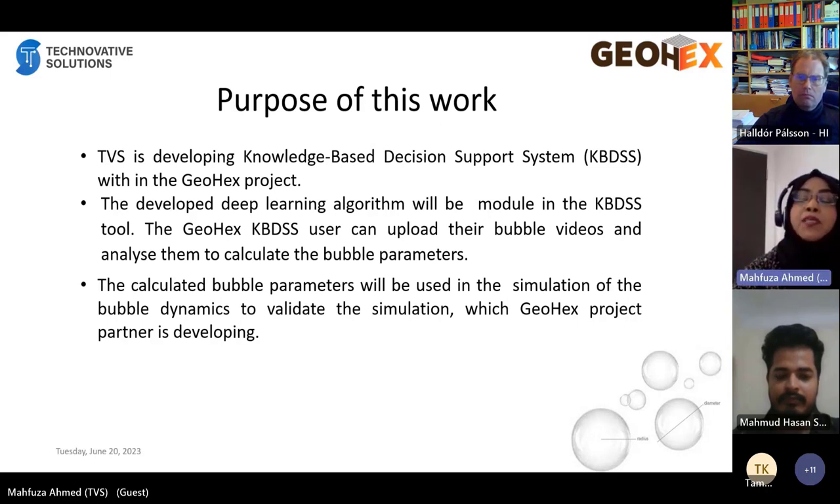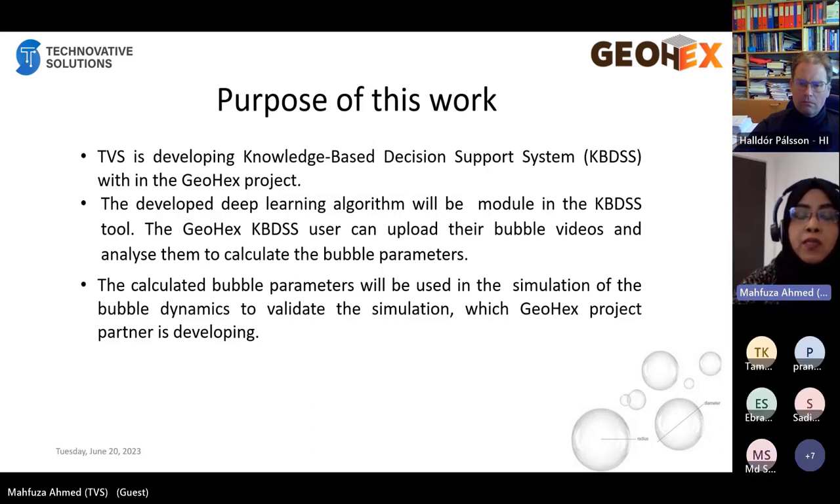TVS is developing a knowledge-based decision support system in the GeoHex project, and therefore they developed a deep learning algorithm to process the bubble images. It will be a module in the decision support system. Therefore, the user would be able to upload their video in this module, analyze their bubble images and calculate the bubble parameters.